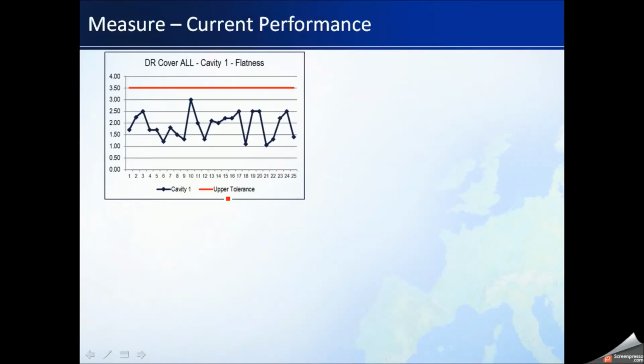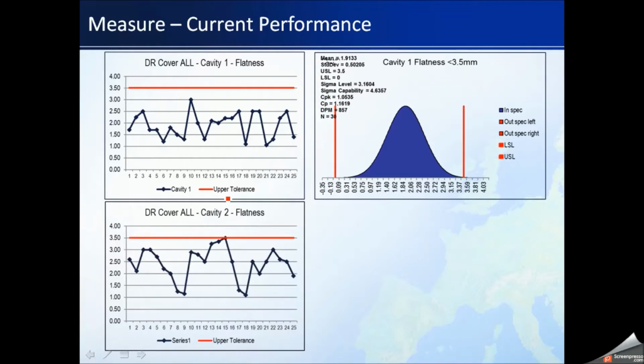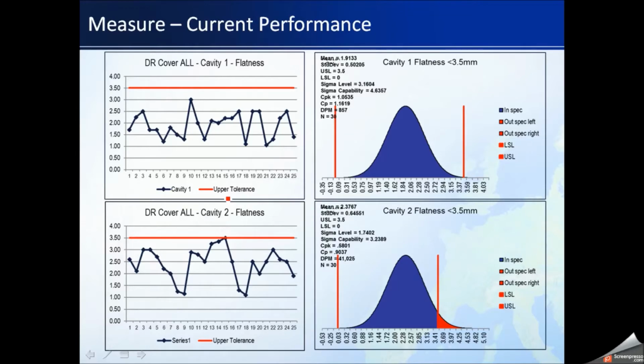But let's look at flatness. Flatness is a different issue. Flatness, look, is only just capable. Cavity 1 just fits in, so cavity 1 is not causing too much of a problem. Cavity 2, however, isn't quite as well centered, and therefore cavity 2 is producing approximately 4%. So 4% of everything that comes out of cavity 2 is going to be defective. Overall I think we're getting about 1.5%, something like 2% as the defect rate, because this cavity here is kind of okay.